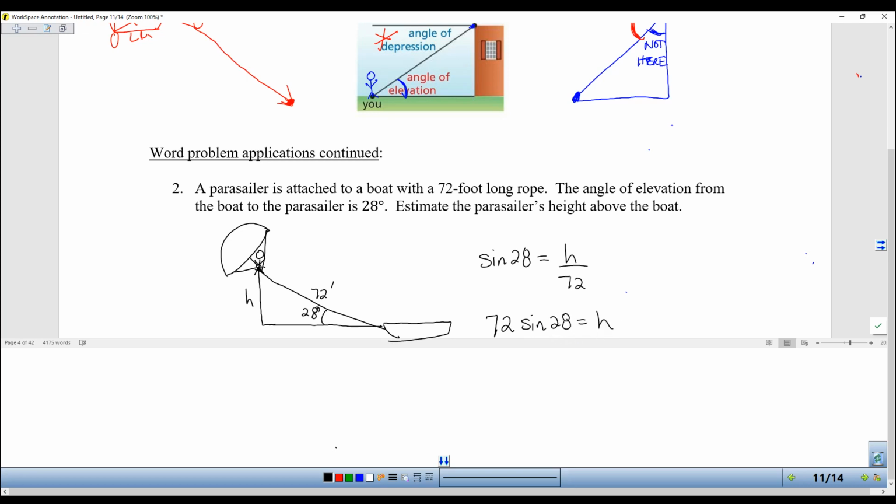And I get 72 sine of 28, which is not one of my known angles. So you can just type it into your calculator, and it comes out to 33.802 feet. That's how high he is up in the air.